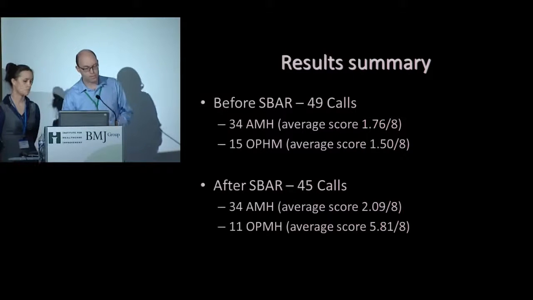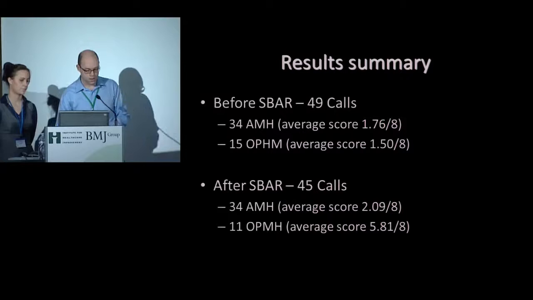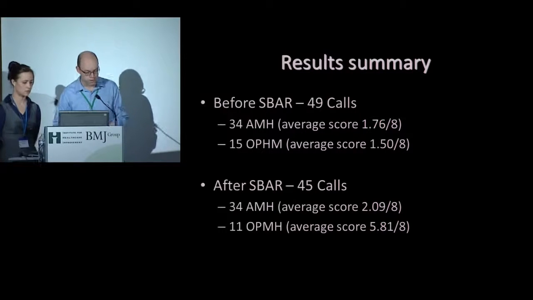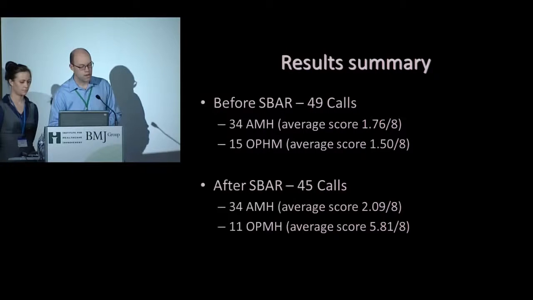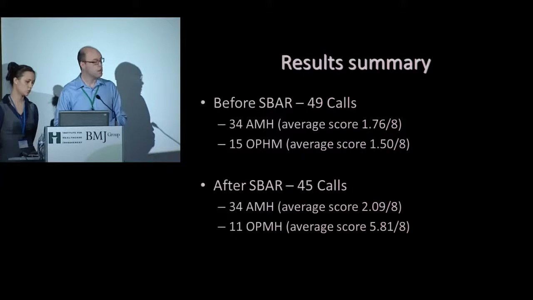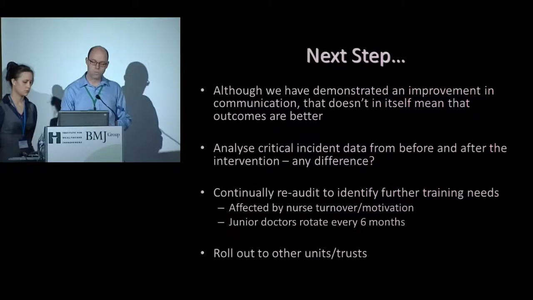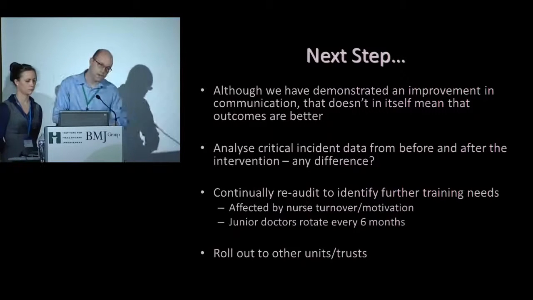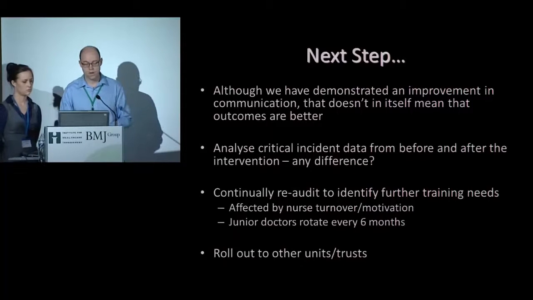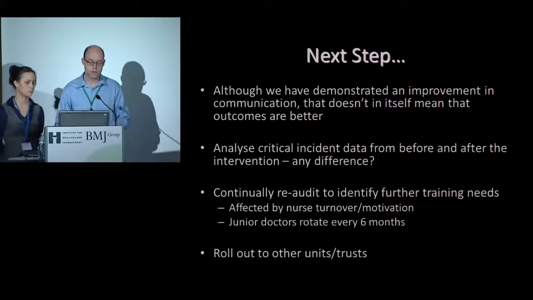Average score for adult mental health was 1.76 out of 8. Average score for older persons was 1.5. Afterwards, slight improvement with adult mental health, 2.9, but a huge improvement in older persons, 5.81. Also, what we noticed anecdotally, and it sort of comes across in the figures, although they're very low, is that there was a reduction in the calls from older persons' mental health. We speculated a bit about that, and it could be that in gathering the information, they actually answered the question themselves, which is why they didn't then call us. We don't have any concrete evidence of that. We'd need to follow this up.